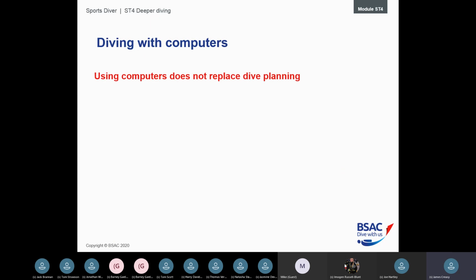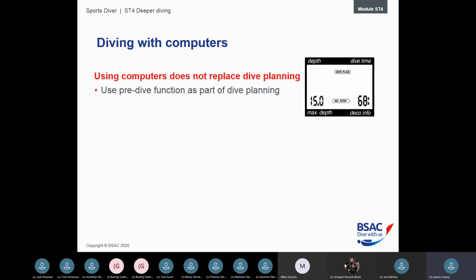So it doesn't replace your plan. You can use the computers to plan your dive, so you can put the plan into them, which is quite useful. You still want to agree timing signals with your buddy, so that if you're trying to tell them you've got 1 minute left on your stop and they're like, come on, let's go, you are able to tell them that you have 1 minute left, or tell them that your stops are finished and you're ready to ascend.